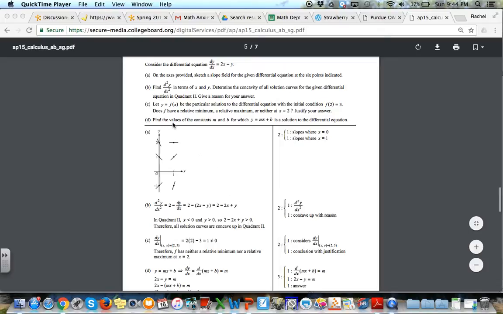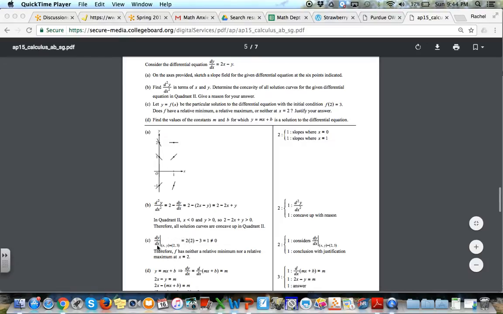Okay, C, we got a particular solution, or let y be the particular solution. You're given this condition. Your x value is 2, your y value is 3. Does f have a minimum and maximum, or neither at x equals 2? Well, minimums and maximums are where the derivative equals 0. So if we go back to that, that's what this is considering.